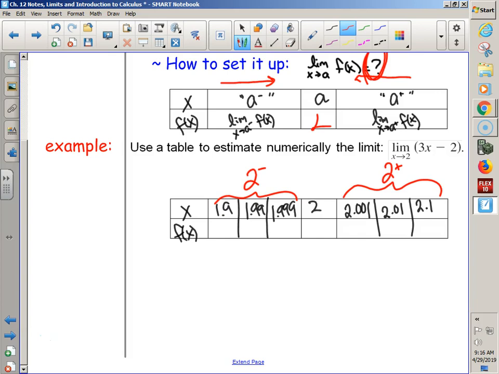What do we need to do, cool kids? Plug in, by hand. All right, get out your calculators just for a little bit. Calculators, let's go to our tables. Tables, but to get a table, don't you have to go to y equals first? All right, y equals, throw in 3x minus 2.